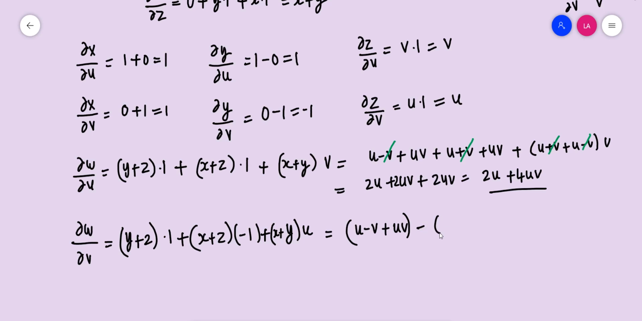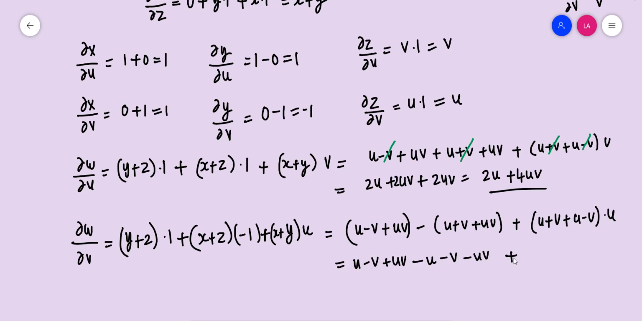So minus of x is u plus v, z is uv, plus x plus y, that is u plus v plus u minus v times u, that is u minus v plus uv minus u minus v minus uv plus here v and v get cancelled, so it is actually 2u square. U plus u is 2u, 2u times u is 2u square.